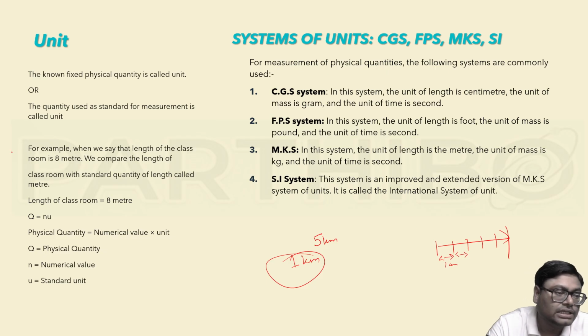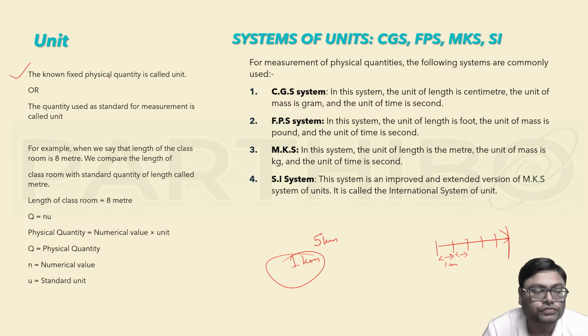Now how do we define unit? See here, the known fixed physical quantity is called unit. The quantity used as a standard for measurement is called unit. Normally there are certain systems of units: CGS unit, FPS unit, MKS unit, SI unit. In all those units, certain length, certain mass, and time are taken as a unit.